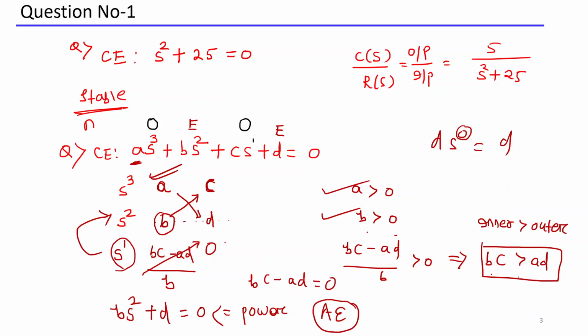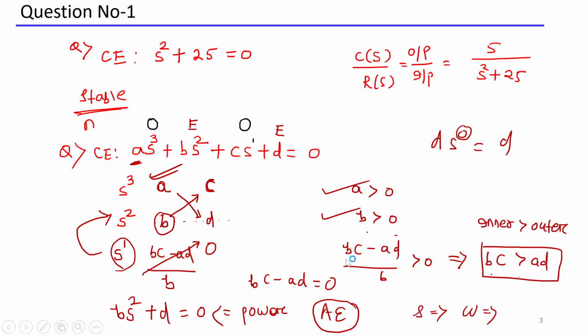If you make it equal to 0, BC equal to AD, it means the system is marginally stable. I told you that whenever the system is marginally stable, it has to oscillate at a constant frequency of oscillation. Now, which term will give the constant frequency of oscillation? The row above, the s square terms. Make it equal to 0: Bs square plus D equal to 0. This is called the auxiliary equation. From this auxiliary equation, you find the s value, and from the s value you find the omega value, and that omega gives the corresponding damped frequency of oscillation.